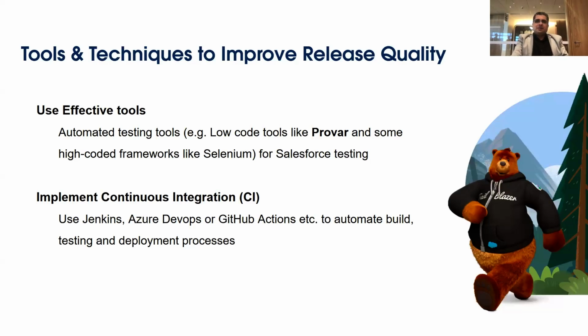Use some of the high-code frameworks like Selenium because they offer flexibility and robustness for custom testing needs. Right? You need to also implement continuous integration tools, right? Tools like Jenkins, Azure DevOps, or GitHub Actions to automate the build, testing, and deployment processes. These platforms streamline workflows by running automated tests and deployments with every code commit, ensuring that new changes integrate seamlessly into the system. The CI processes also help detect issues early in the development lifecycle, minimizing risks during production releases. Now, this approach fosters collaboration among developers, testers, and operations teams while maintaining release velocity.